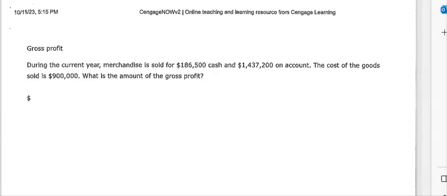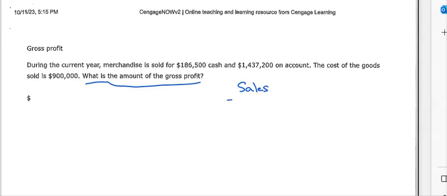So this is the first problem. What I always like to do is look and see what it is asking. It says, what is the amount of gross profit? We can either use the textbook or our notes, and remember that gross profit is equal to sales minus cost of goods sold, and that's gross profit.